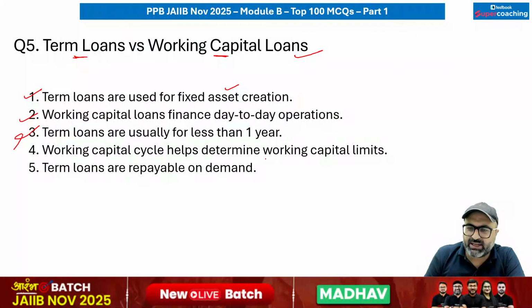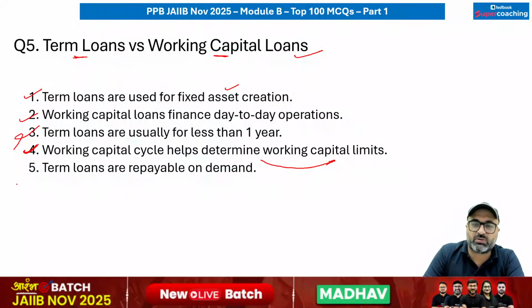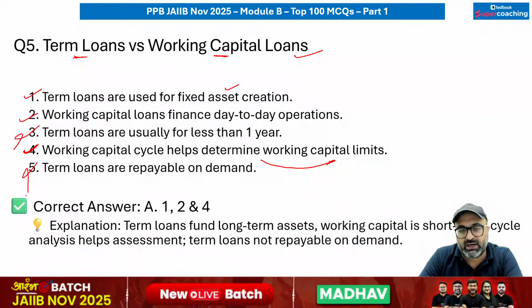Working capital cycle helps determine the working capital limit. The working capital cycle defines it and helps the bank to identify the working capital limit. That is true. Term loans are repayable on demand. No sir, if you want to repay the loan on demand, then you should go for a demand loan. So this is wrong. So the answer is going to be 1, 2, 4.